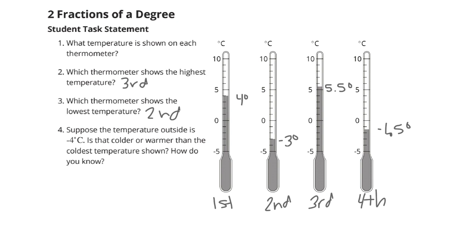And then suppose the temperature outside is negative 4 degrees Celsius. Is that colder or warmer than the coldest temperature shown? The coldest temperature shown is negative 3 degrees Celsius. We're looking at negative 4 degrees Celsius. Just looking at this thermometer here, we're at 0, negative 1, negative 2, negative 3. Negative 4 would be colder. So negative 3 is greater than negative 4 degrees. And so is negative 4 colder? Yes, negative 4 degrees Celsius is colder. Let's go on to our next example.